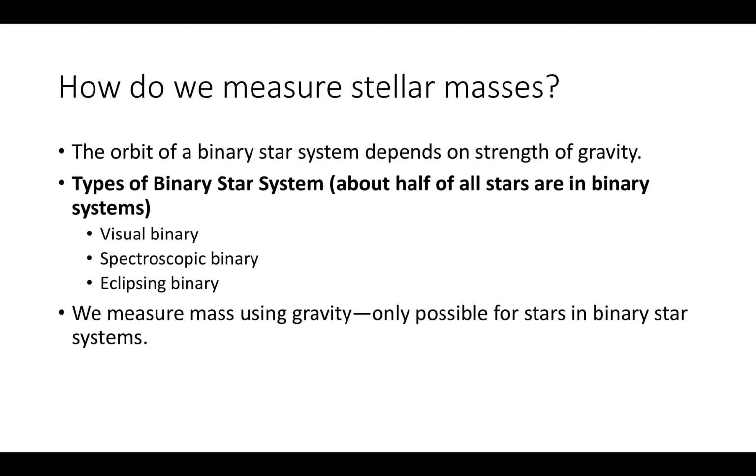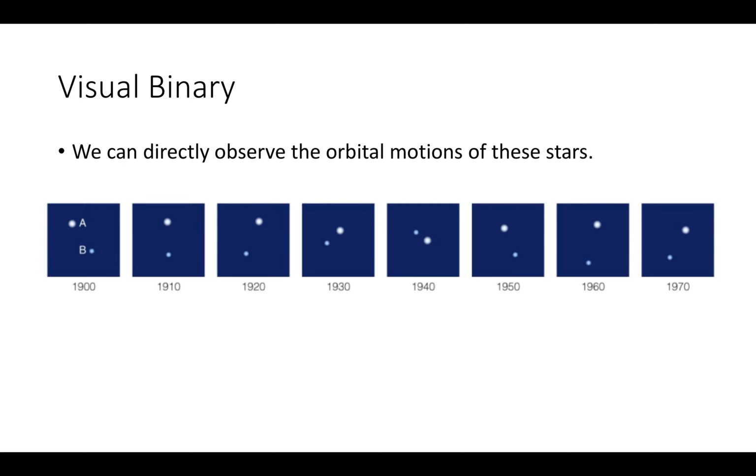So it's kind of interesting there. But there are 3 types: visual, spectroscopic, and eclipsing binary. But like I said, the only way we can really measure the mass of a distant star is if it's in a binary system. So visual binary means that we can directly observe the orbital motions of these stars. So here's A and B, and you can kind of see that these objects are going around each other.